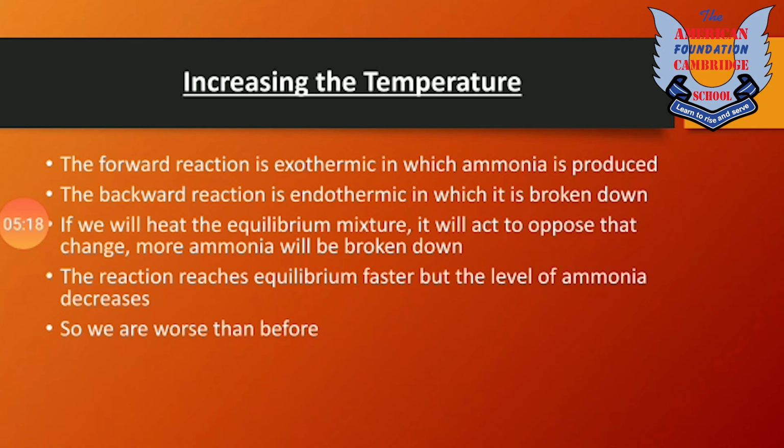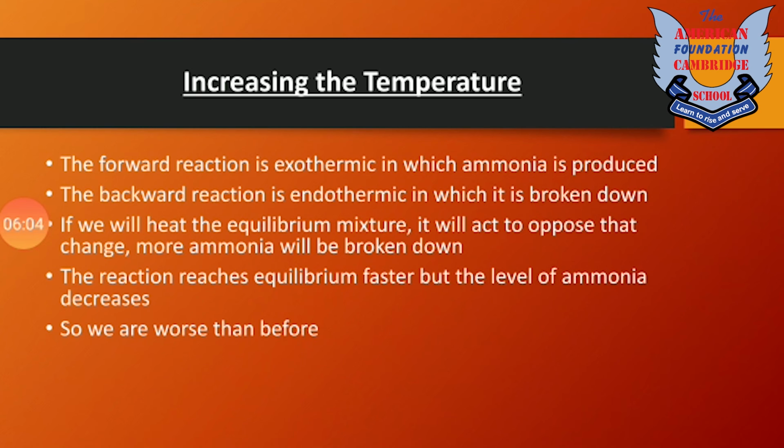Do you know that the forward reaction, the production of ammonia, is exothermic? When nitrogen reacts with hydrogen and ammonia is formed, it is an exothermic reaction, which was already done in the class, and you know very well that this is a reaction in which energy is given out. And the backward reaction is endothermic, in which ammonia is broken down. Always remember, if one reaction is exothermic in a reversible reaction, then the opposite reaction will definitely be endothermic. So if we heat the equilibrium mixture, it will act to oppose that change, as discussed in Le Chatelier's principle. More ammonia will be broken down.